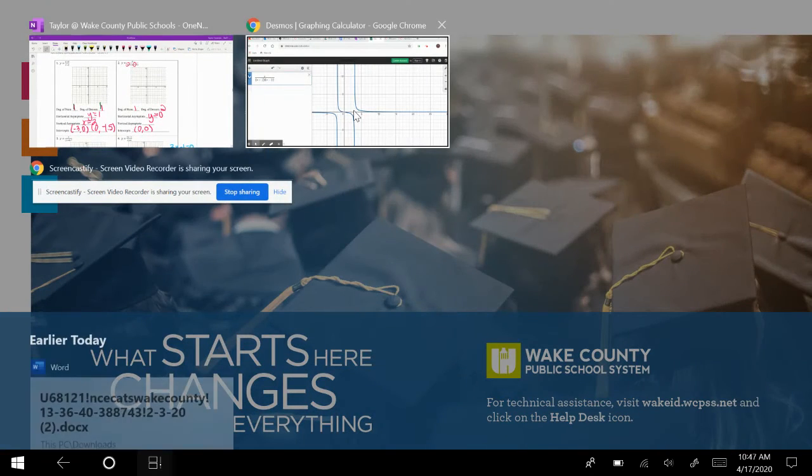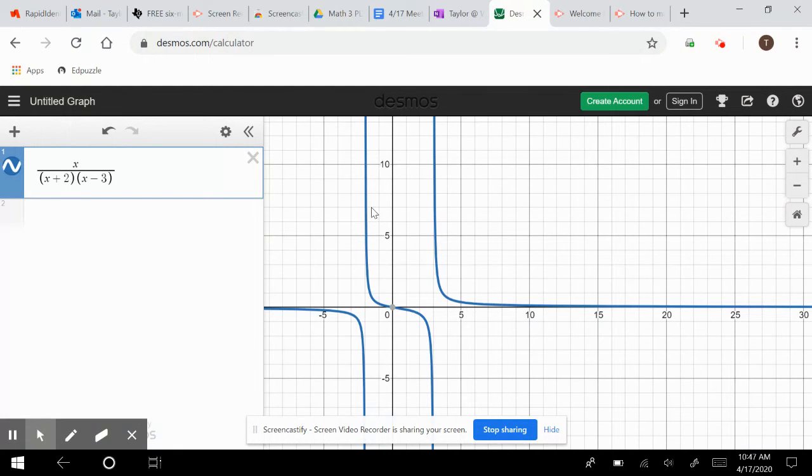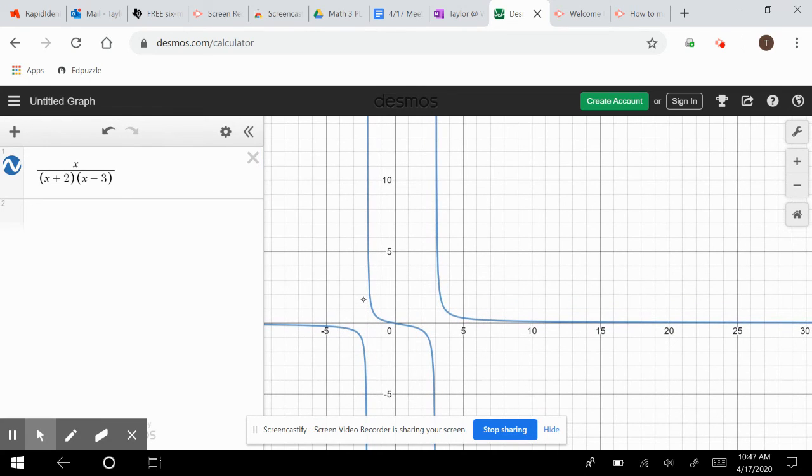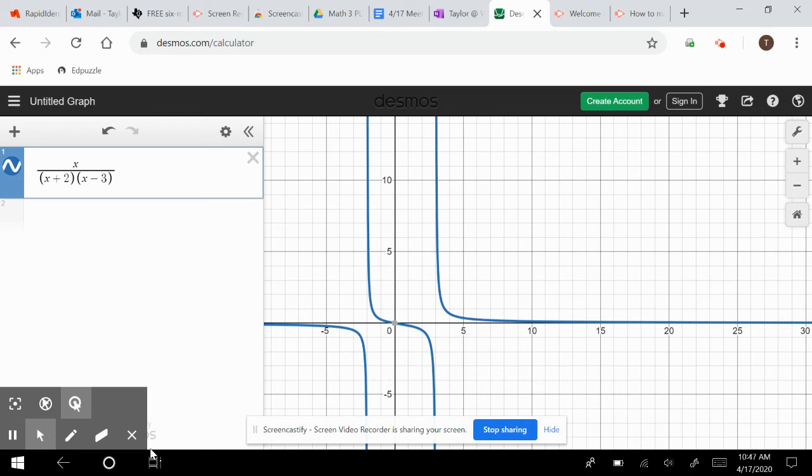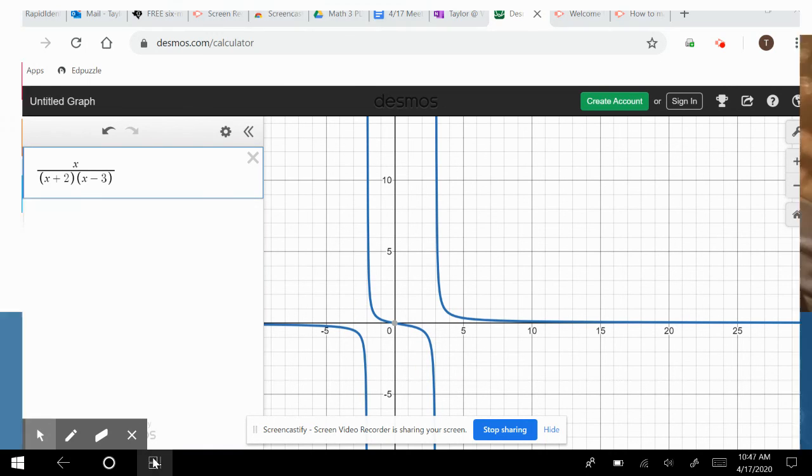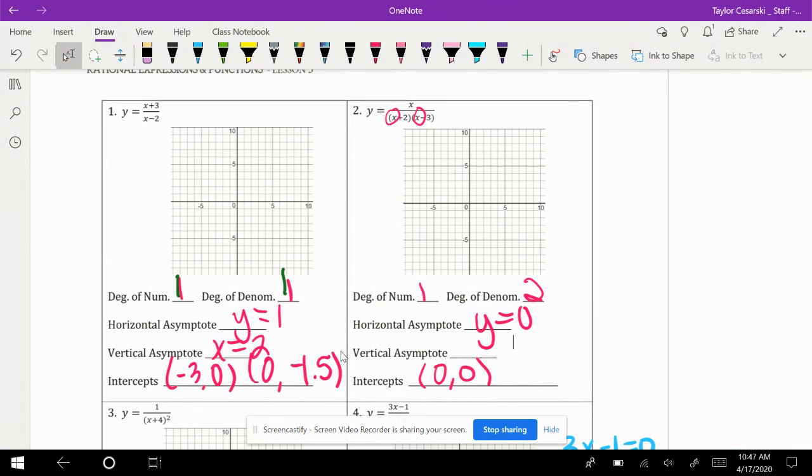And finally, we actually have 2 vertical asymptotes. We have this up and down line right here that the graph approaches but doesn't touch, and that is going to be at negative 1, negative 2. And then we have the line over here. So 1, 2, 3, and that line is going to approach but doesn't touch. So again, at negative 2 and at 3. So we have x equals negative 2 and x equals 3. And that's how you're going to do these examples.